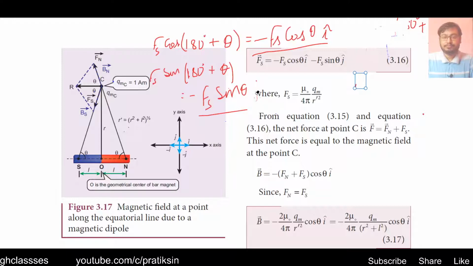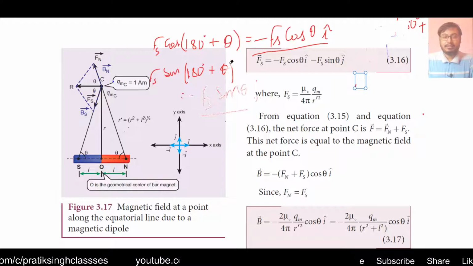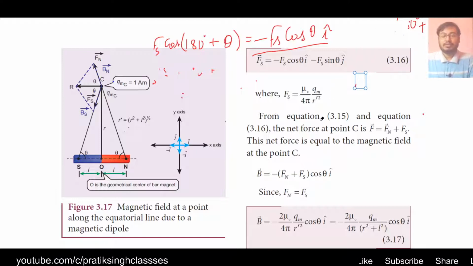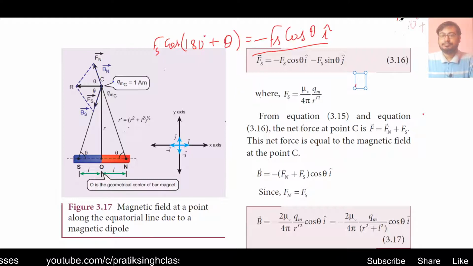Moving forward, Fs will be equal to mu naught by 4 pi into Qm by r dash square. We know very well that the magnetic force at a point because of a magnet can be given by mu naught by 4 pi into Qm by r square, or k Qm by r square, where k is equal to mu naught by 4 pi, as we have seen in our previous video. If you have missed that video, I request you to go to the previous video and watch it all. I will add a card, so from there you can see it.